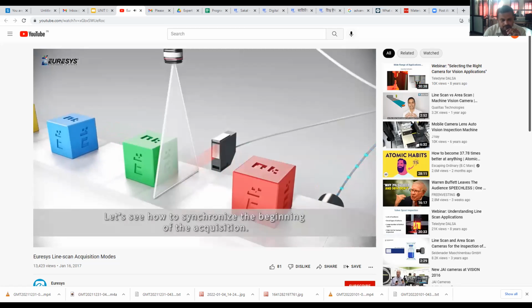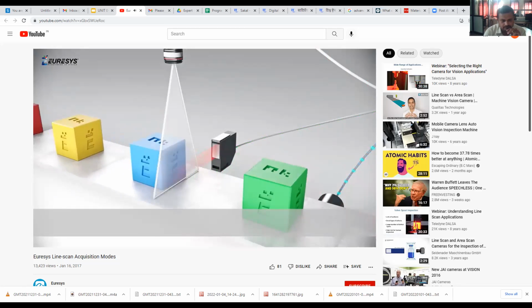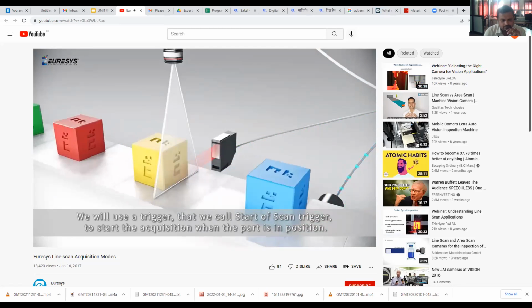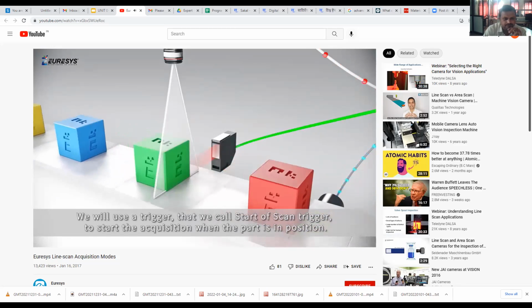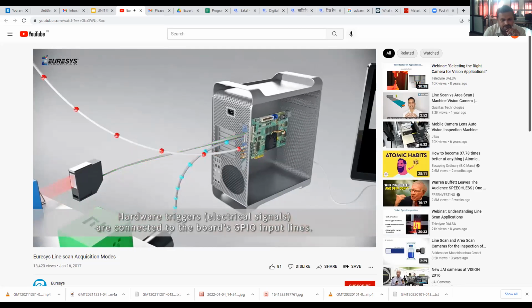Let's see how to synchronize the beginning of the acquisition. We will use a trigger that we call start of scan trigger to start the acquisition when the part is in position. Hardware triggers, electrical signals, are connected to the board's GPIO input lines.